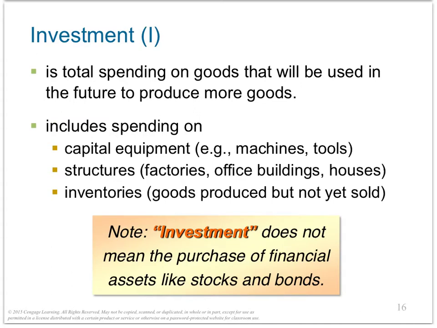Next is investment. Investment is the total spending on goods that will be used in the future to produce more goods. What kinds of things are considered as investment? It includes spending on capital equipment, machines, tools. If you buy a coffee machine to produce coffee, it's an investment. Structures: factories, office buildings, and houses. If you just graduated as an accountant and get an office building, then it's considered an investment. And inventories, goods produced but not yet sold.